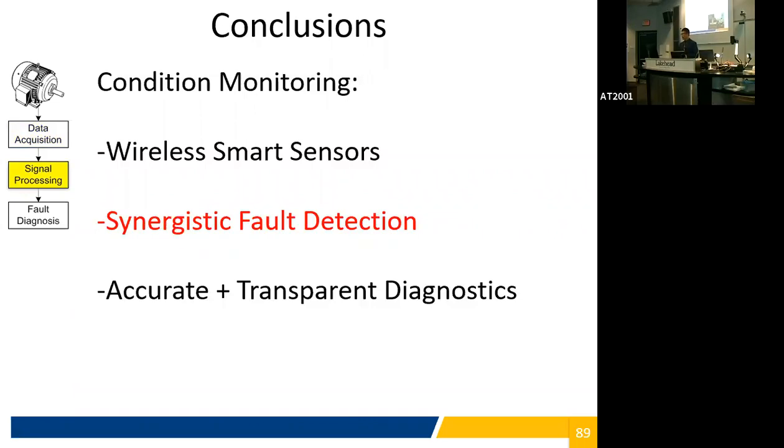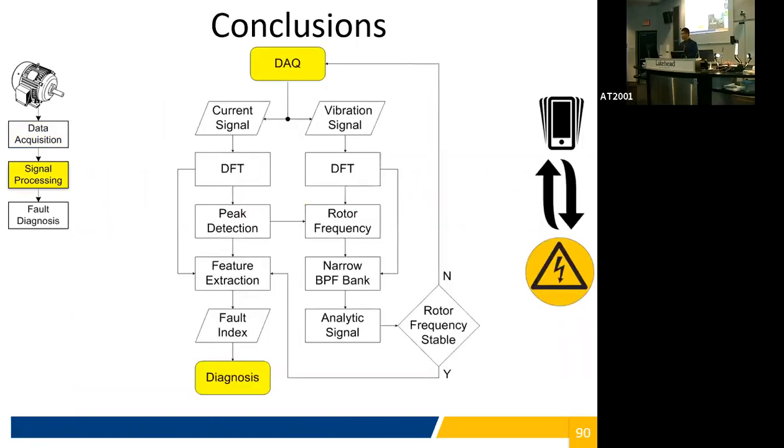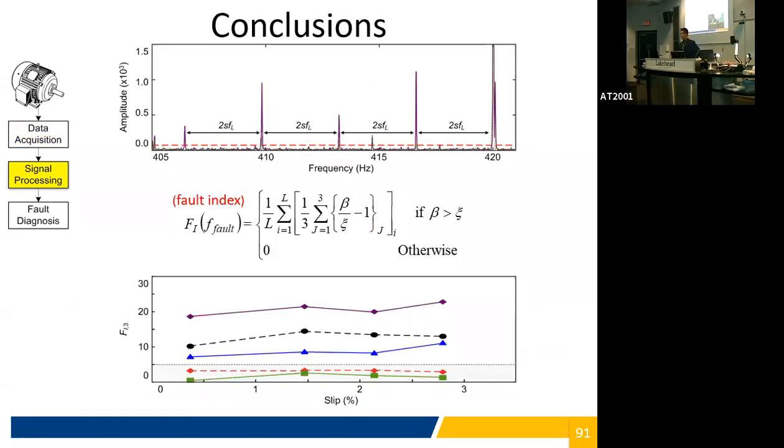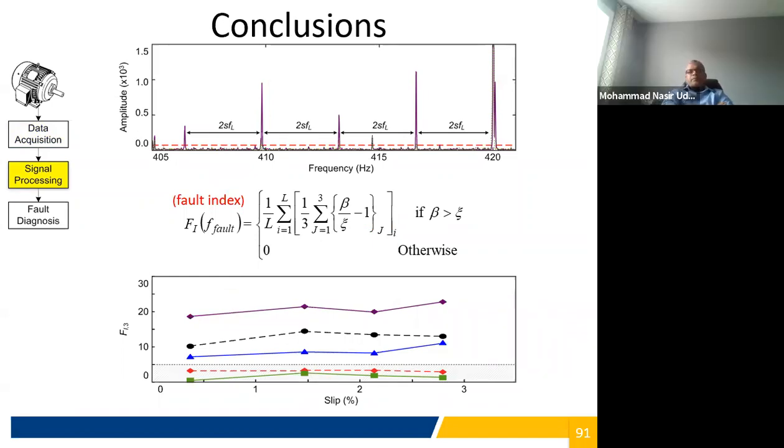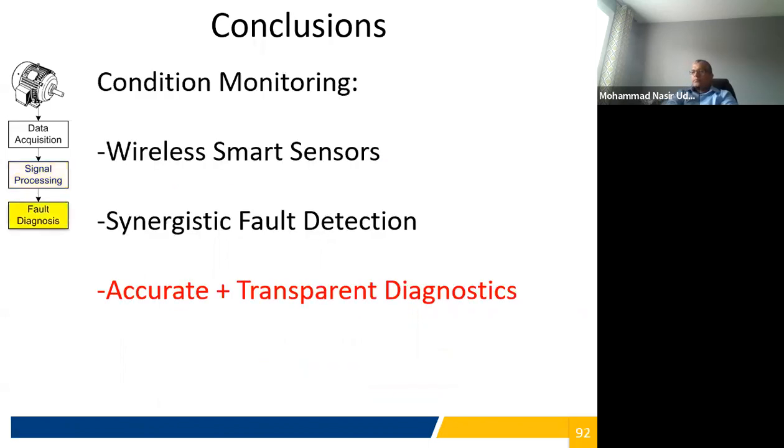For synergistic fault detection, we can conclude that having more data working together gives us a much more accurate result, because we can track the speed, and then we know for sure when we extract a feature, it is under a stable condition and more reliably representative of what we're trying to detect. And so it helps us create reliable fault indices that correspond to actual faulted conditions.